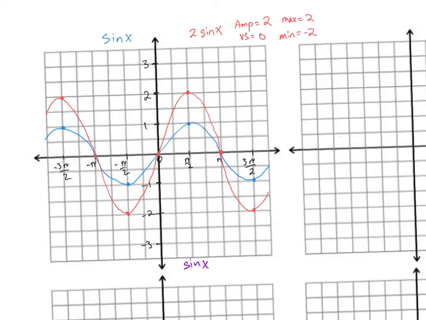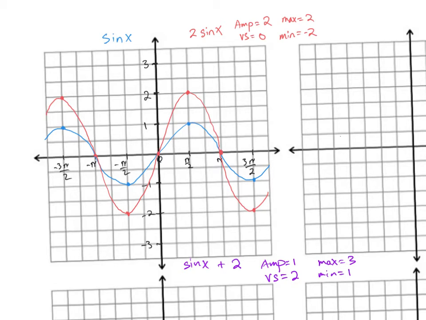Sine of x, let's say +2. Well, this gives me my amplitude is going to be the original one, so it's 1. My vertical shift now is 2. My maximum now, so from 2, I go up 1, so that's 3. My minimum, from 2, I go down 1. That is 1.